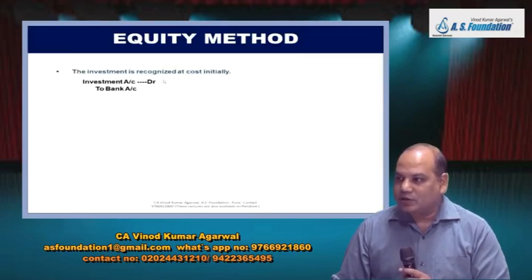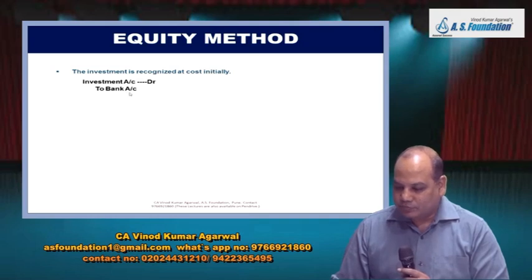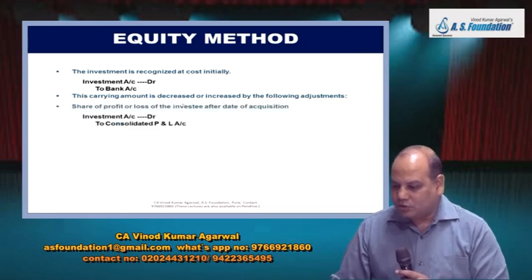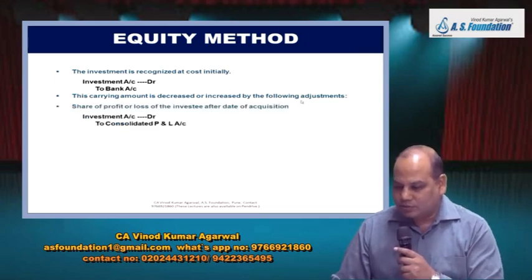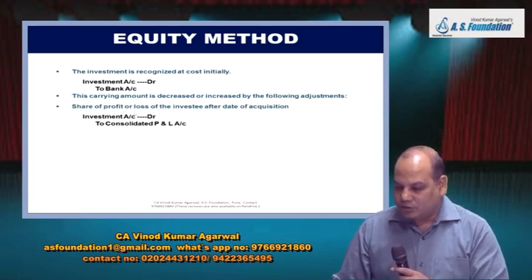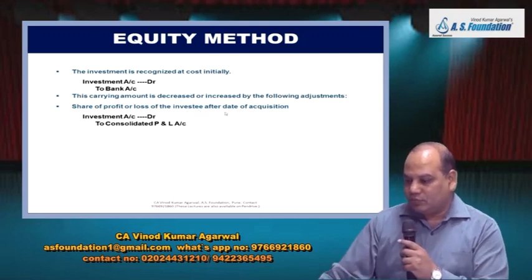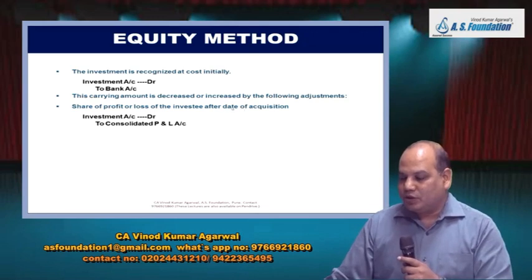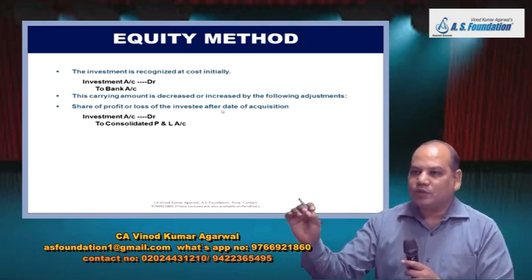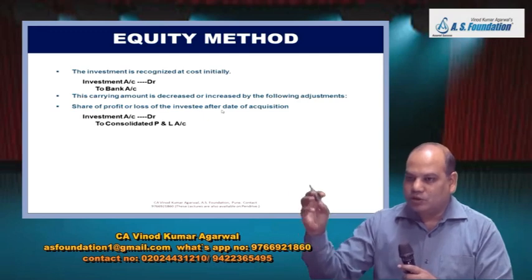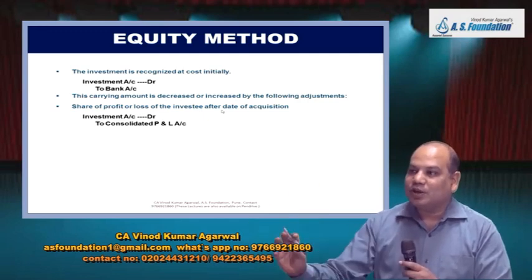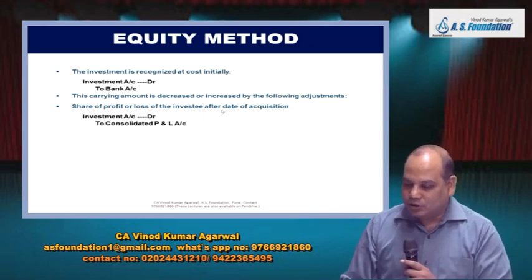Investment will be recognized initially at cost: investment to bank. But if there is a gain on bargain purchase, then one more entry: investment to gain on bargain purchase, transferred to P&L account. The carrying amount is decreased or increased by the following adjustments. On every reporting date, check what is the change in the net asset of the associate or joint venture. Change in net asset can be either due to change in profit or loss, or due to change in OCI, or due to some item directly recorded in equity.